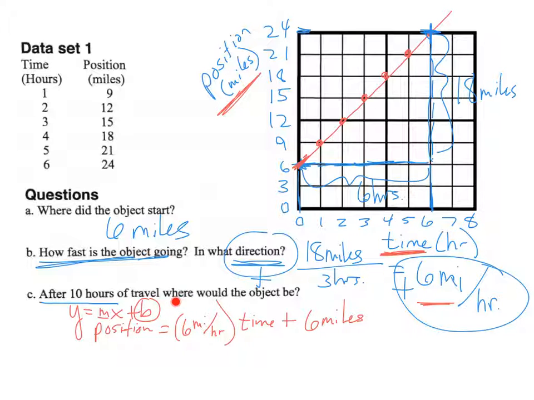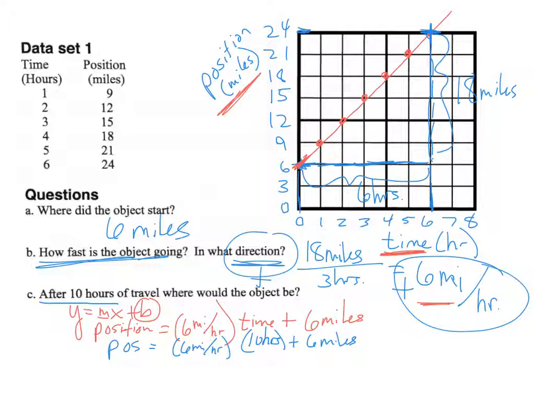Where is the position after 10 hours? So what do we do? Well, we put 10 hours in here for time. Everything else stays here. 6 miles for every hour, plus the 6 miles here, and that's going to equal position. And so what do we get?